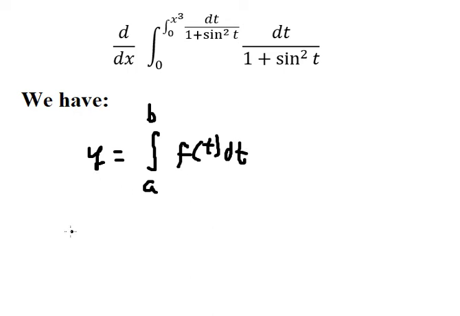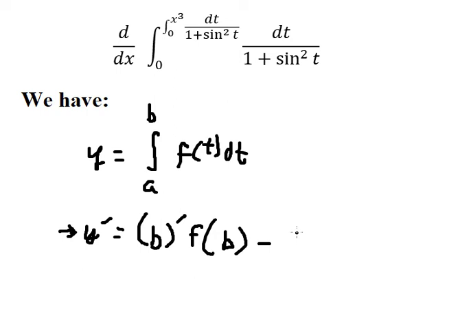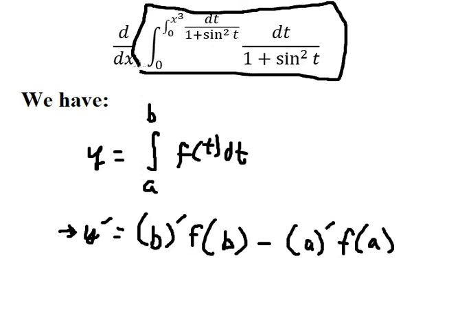So if we take the first derivative of y, we need to take the first derivative of b, and the value of b will change for t, so we have f of b minus, we need to take the first derivative of a, and the value of a will change for t, we have f of a. So we can apply the formula for this one.